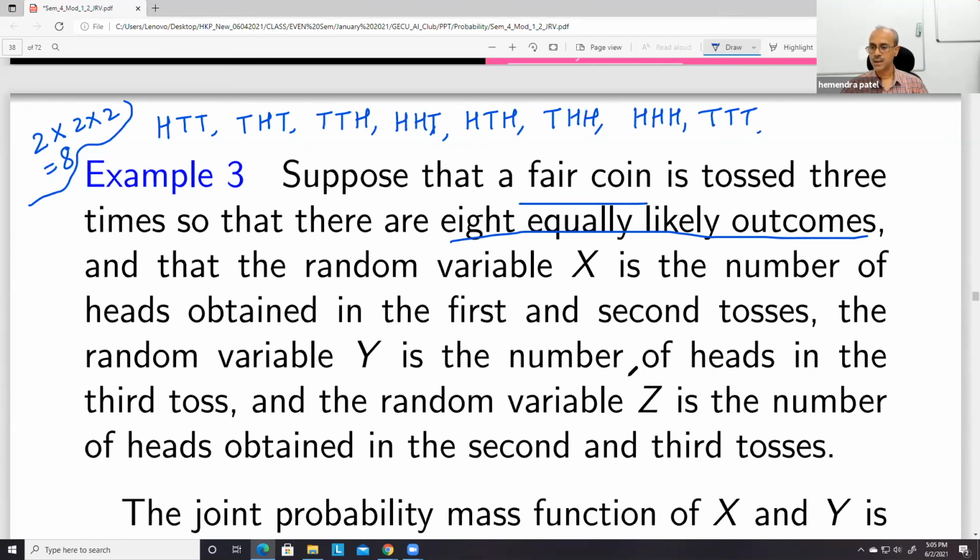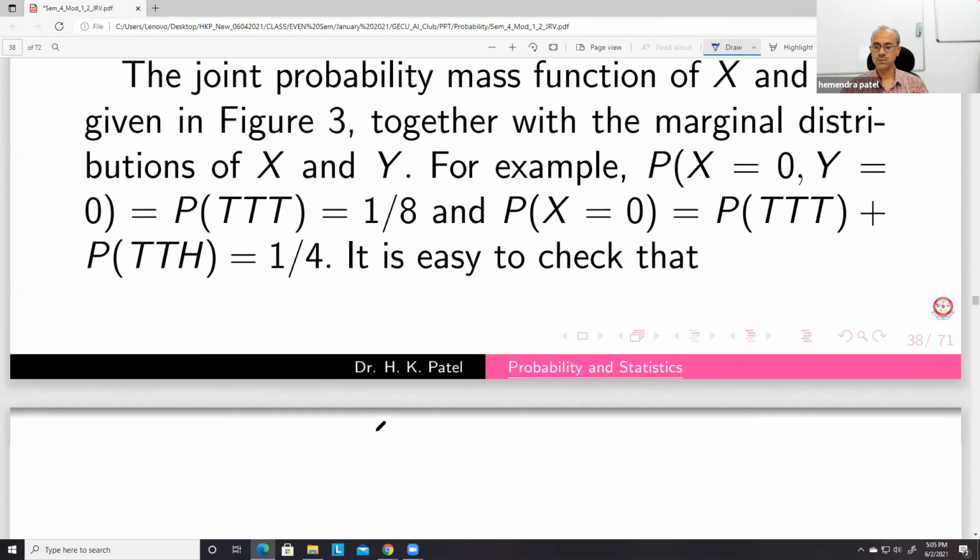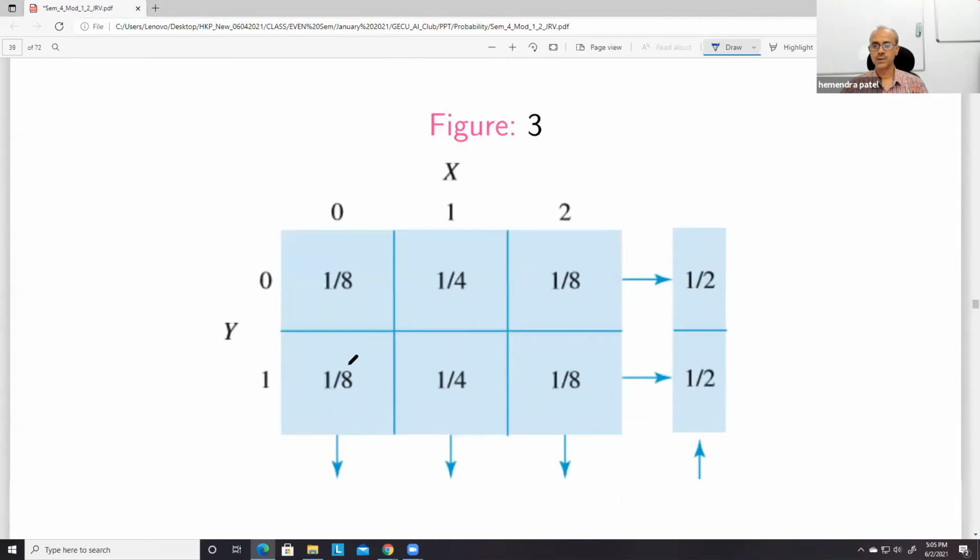Okay. And then in the same manner, the third random variable z is the number of heads obtained in the second and third tosses. So again, it has 3 values, either 0 or 1 or 2. Clear? So we will see now whether x and y are independent.